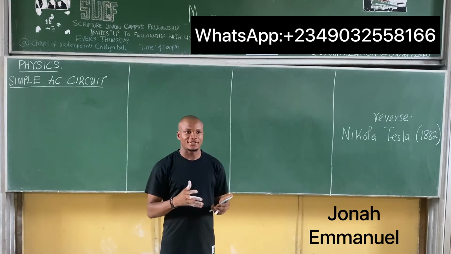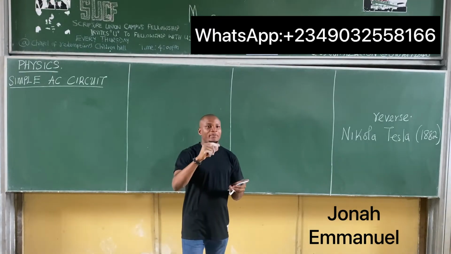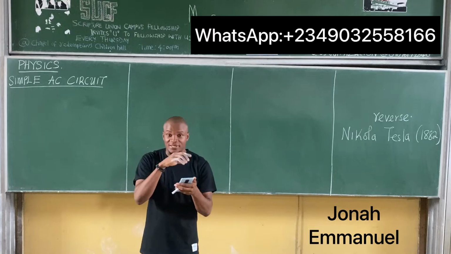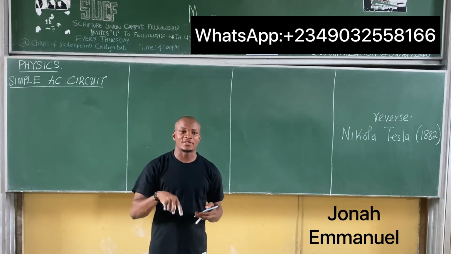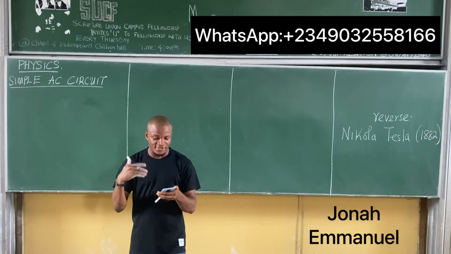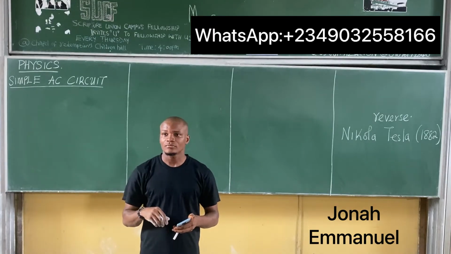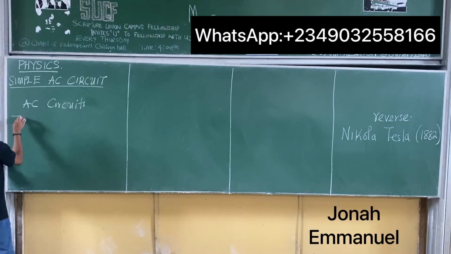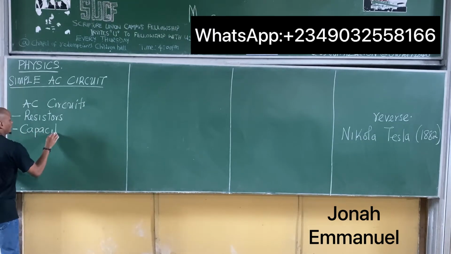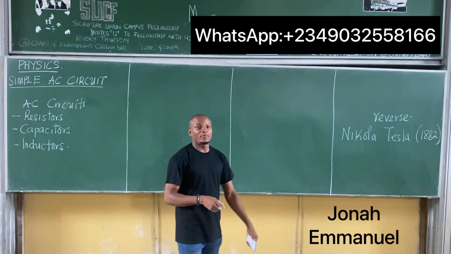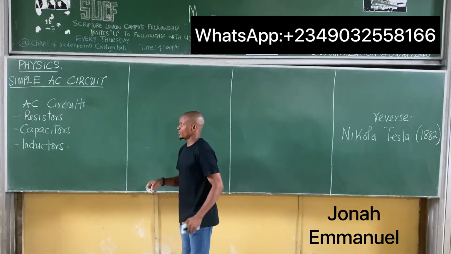There is AC, there is DC. So what's different? Paragraph. One major difference between an AC circuit and a DC circuit is that AC circuits contain three major components: resistors, capacitors, inductors. So AC contains these three.